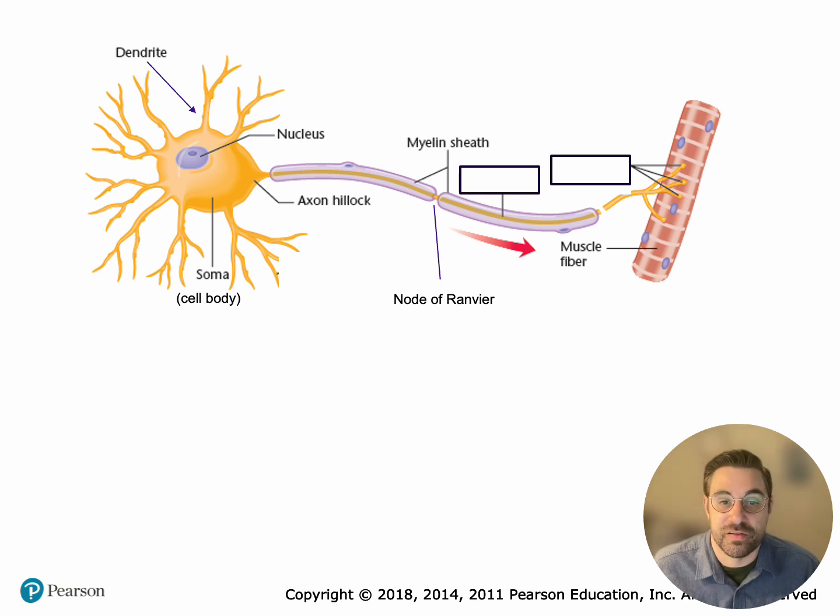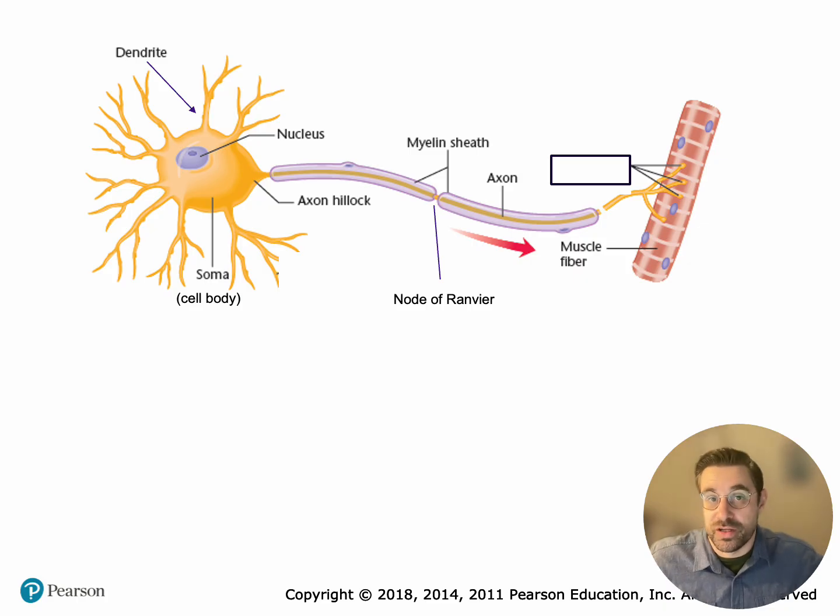So the wire itself we've already introduced as the axon. The axon is the name for the wire that's going to send the signal down the neuron, and then ultimately we're going to be sending that signal somewhere. In this case, it's going to muscle fiber. In other cases, it might be going to a new neuron, right?